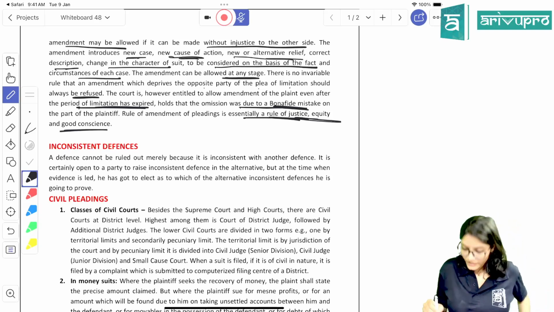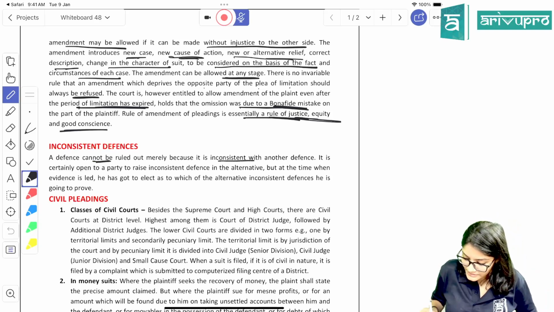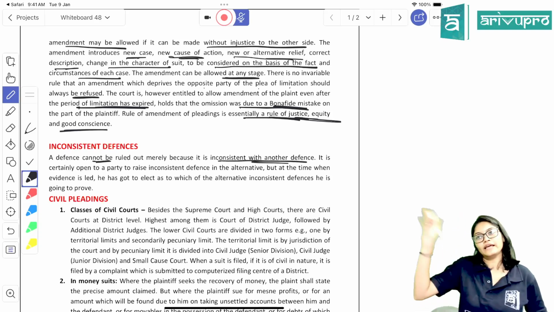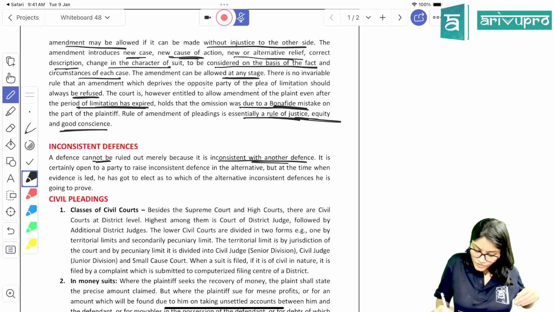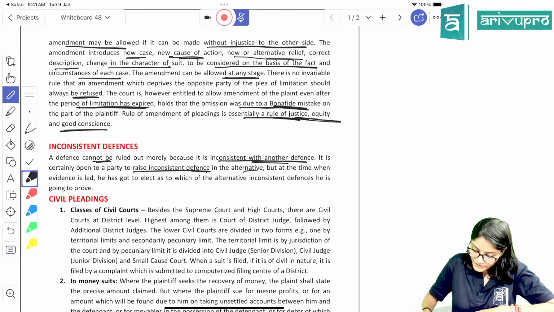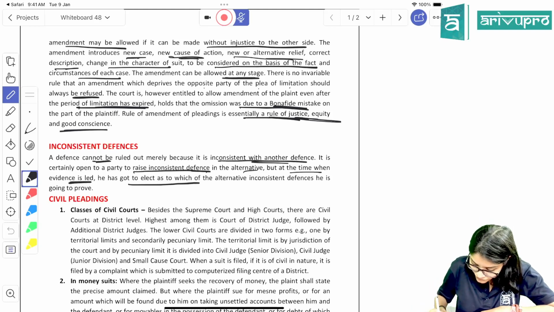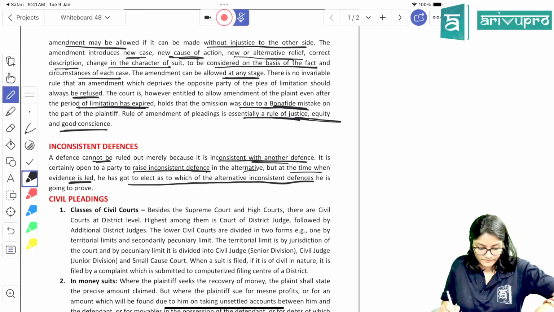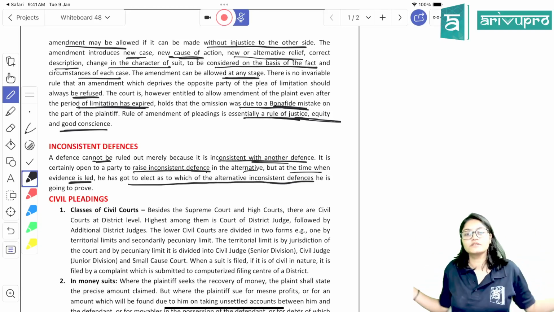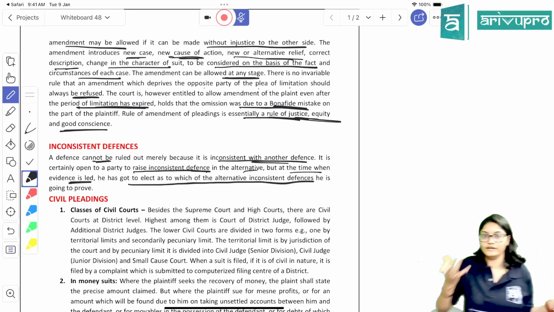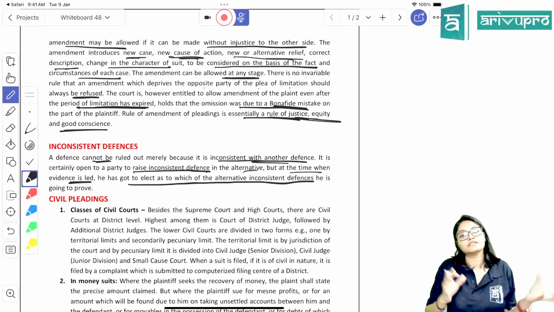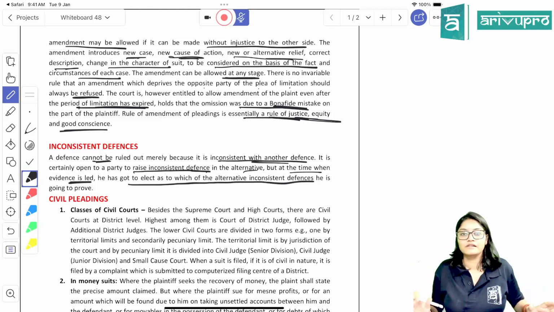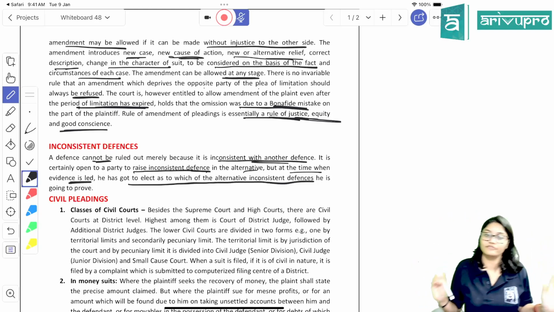Next, inconsistent defenses. A defense cannot be ruled out merely because it is inconsistent with the other defense. A defense could be anything, right? We will not cancel a defense saying this defense is ruled out because it is not matching with the other defense. Not necessary, right? It is certainly open to a party to raise inconsistent defenses in the alternative. But at the time when evidence is led, he has to elect which of the alternative inconsistent defenses he is going to prove. If you are putting defenses in totally opposite directions, you will only decide which defense you have to prove, because one will be proved correct and one will be proved wrong, right? So if defenses are inconsistent, not on the same track, the law says you can put your inconsistent defenses, but then you have to decide, when proving with evidence, what you are proving.